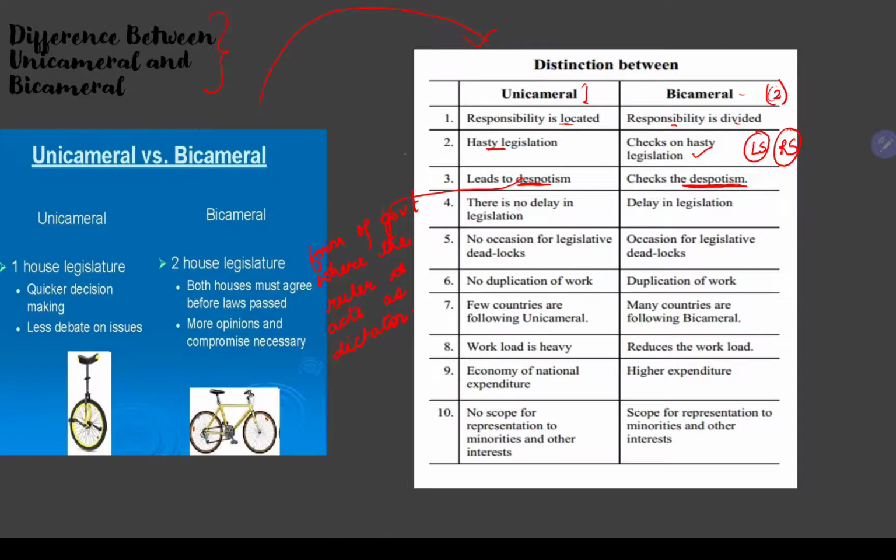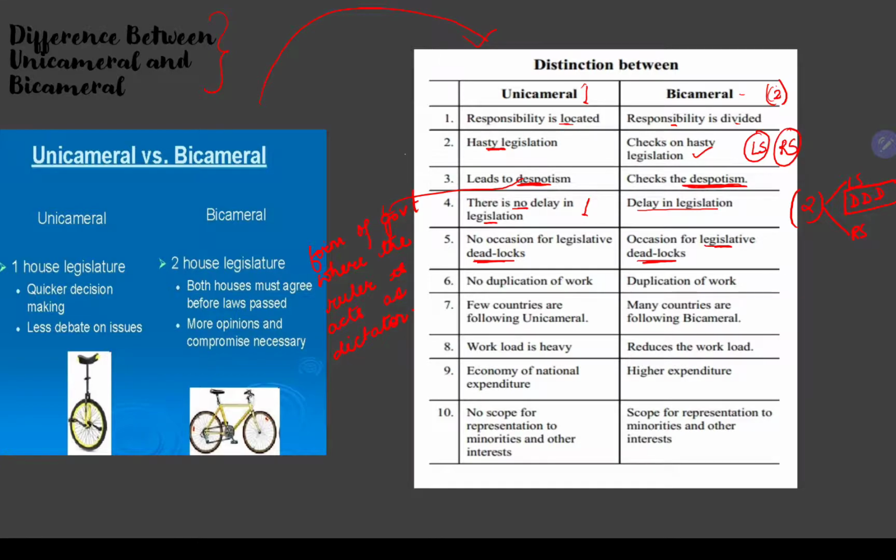In unicameral there is no delay in legislation, because there is only one house, and if one person decides the legislation, then people will start following those laws. But in bicameralism there is delay in legislation, because it has to go to two parts, the upper house and lower house, like Rajya Sabha and Lok Sabha, and then they have debate, deliberation and discussion, and only then are laws formed. Now in unicameralism, there is no occasion for legislative deadlocks, but in bicameralism there is an occasion for legislative deadlocks.